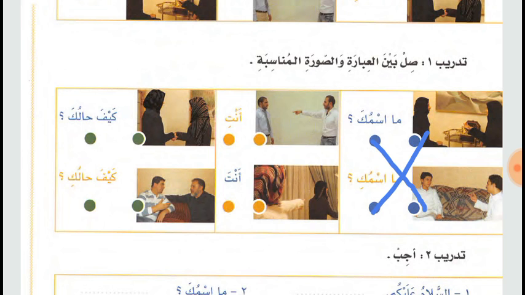Similarly, we have the next phrase masmuki. What is your name? This is used for females only. So we will join this blue dot with the first picture, in which a female is asking another female about her name. So we will join these two blue dots by drawing a line between them. Now tell me about the other pictures and phrases.